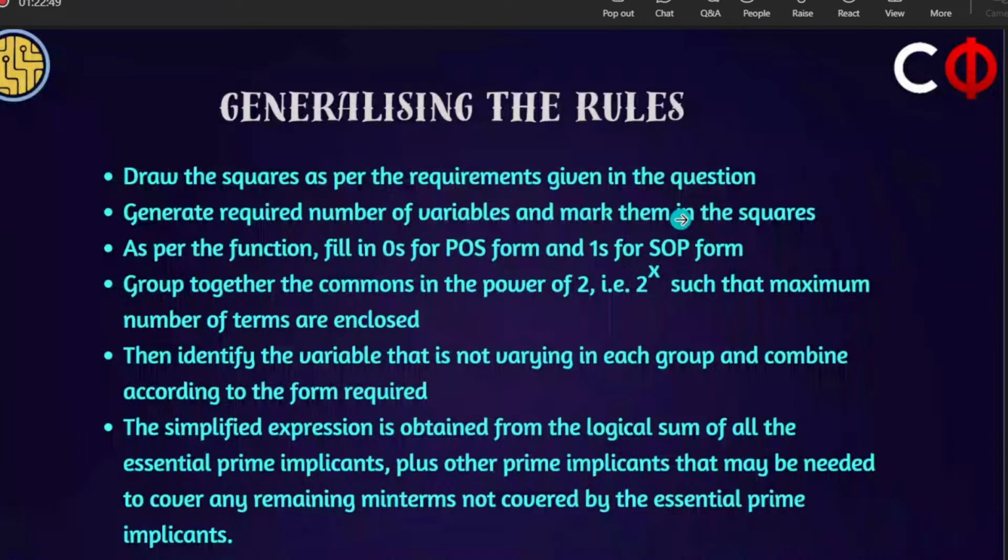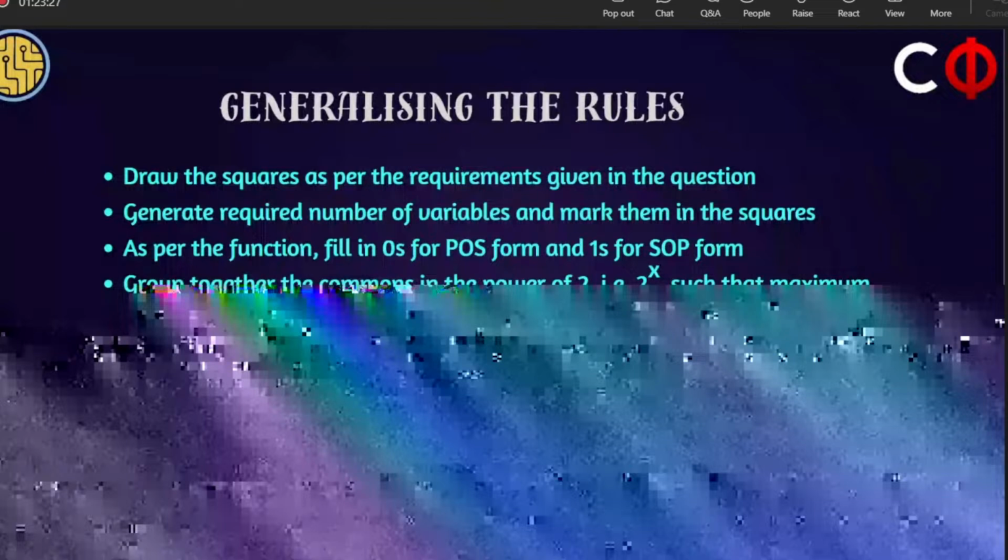With that, you will generate the required number of variables and you will plot the squares in the required forms. I told you we're going to be dealing only with SOP form, a sum of product form, or minterm function. So whatever term is there in the function, I'm going to be representing that term with 1 in an SOP form. If there is a POS form, I'll go and fill in 0 in that place. That's the only difference. And as I said, you're going to be grouping terms together in powers of 2, that is 2 power x. And you'll always have to keep in mind that the maximum number of terms have to be grouped together. It's like, instead of grouping 4 terms together, I can group two terms together. I can group each term separately. That is also there. But you always have to keep in mind the maximum number of terms have to be grouped together.